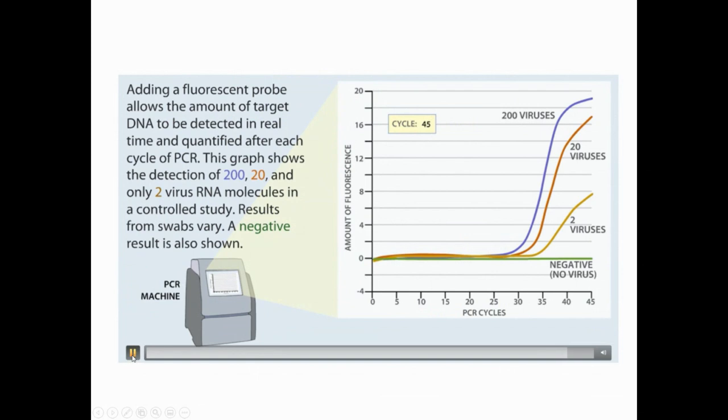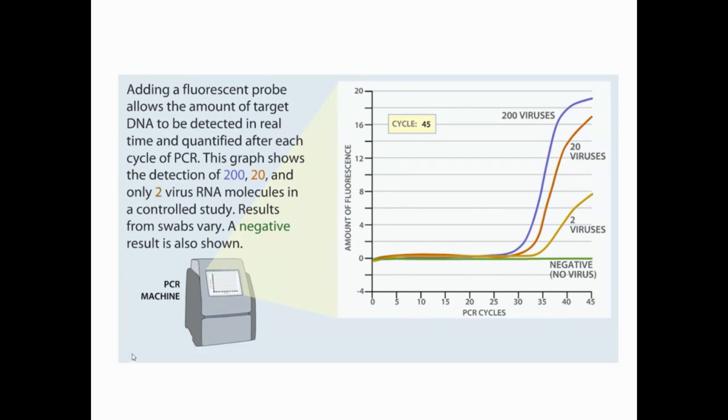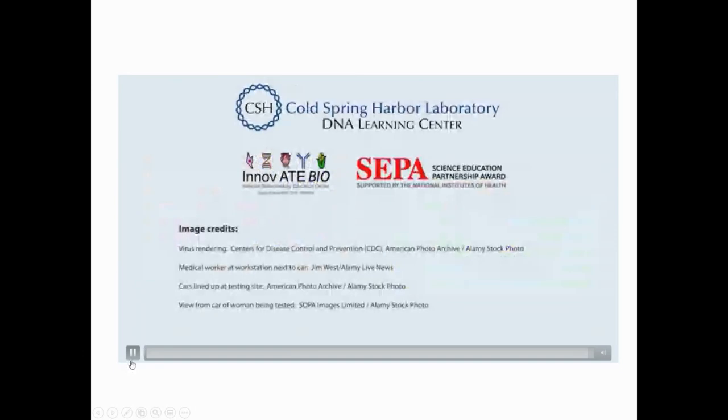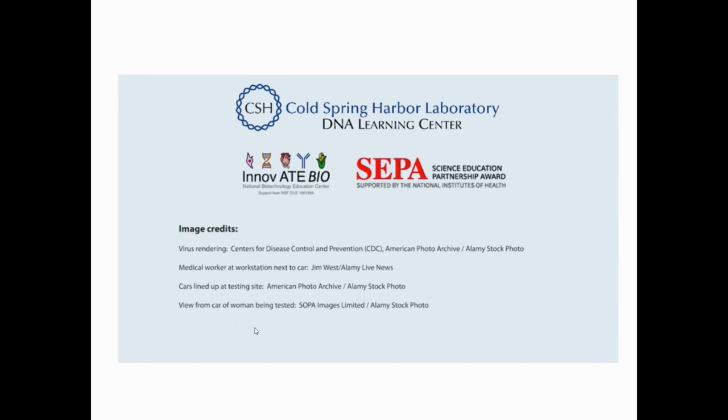RNA molecules in a controlled study. Results from swabs vary. A negative result is also shown. See these DNA Learning Center animations for a more detailed look at the PCR process. So that's the procedure to perform the qRT-PCR to determine the presence of the virus in the human body.